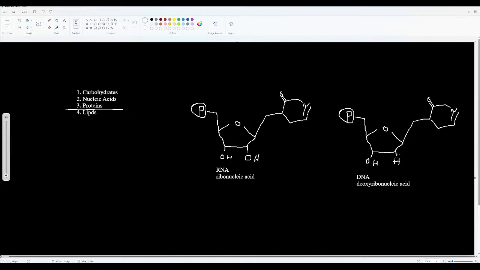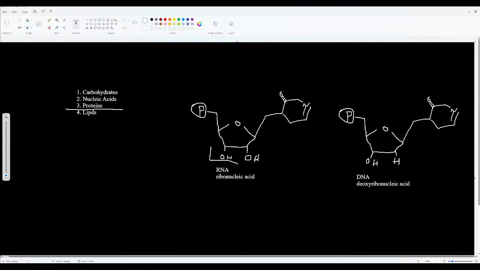And this is why DNA is called deoxyribonucleic acid: ribonucleic acid has two OH groups. Here on the bottom of the molecule, we have two OH groups, right? And on DNA, we have one OH group and then one H. So compared to RNA, DNA has one less oxygen. So we say DNA is deoxyribonucleic acid.